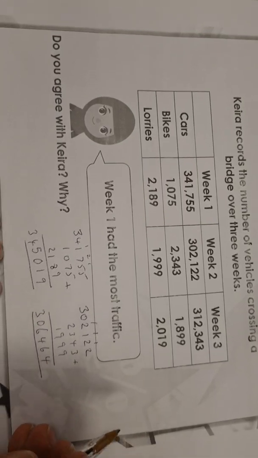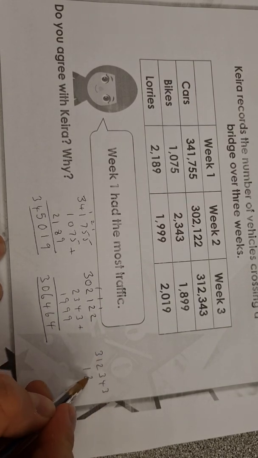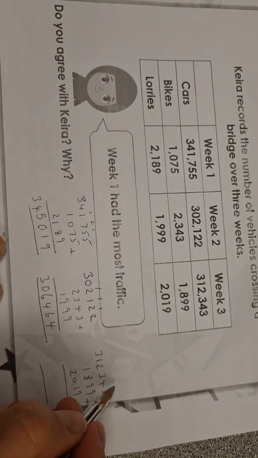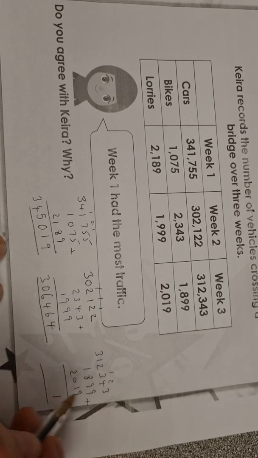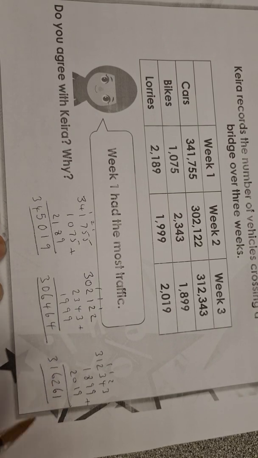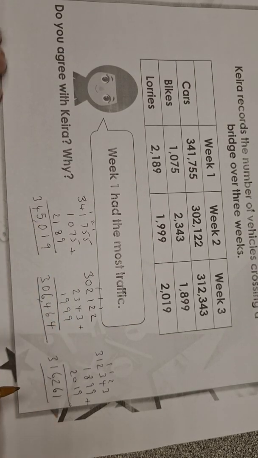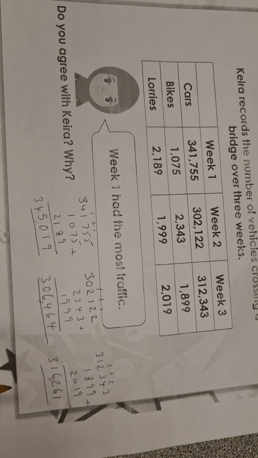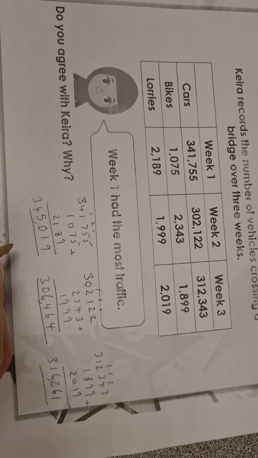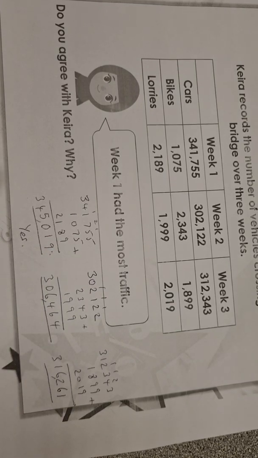So that's week 2 and week 3. And that's week 3. Just going to separate my hundreds from my thousands from my hundreds, tens and ones. Week 1 had the most traffic, said Kira. Is she right? Yes, she is correct. And there is my calculation. That is my explanation to prove it.